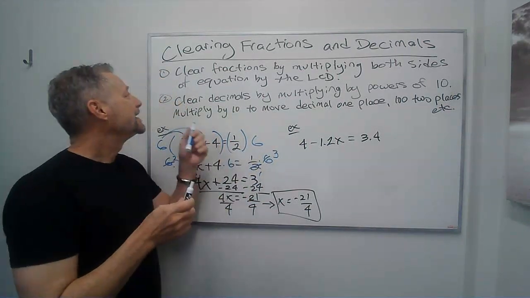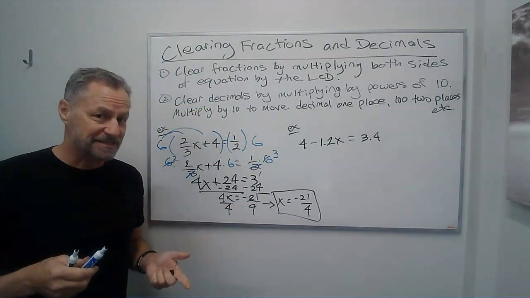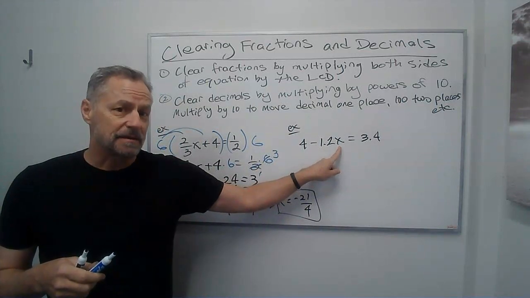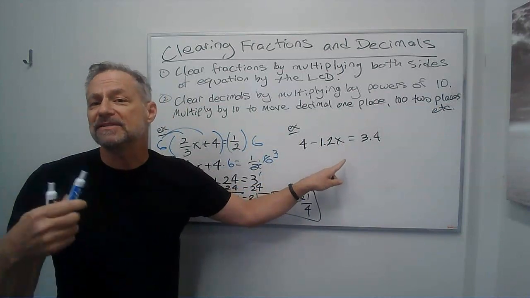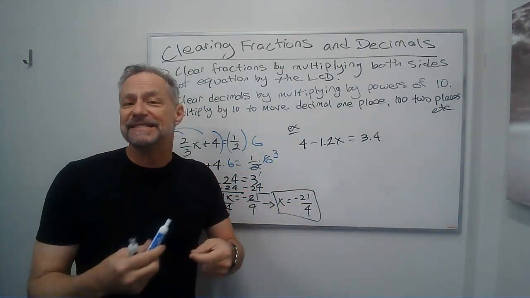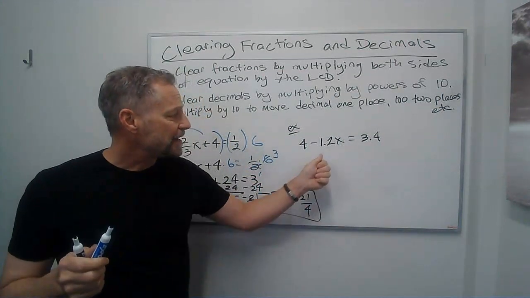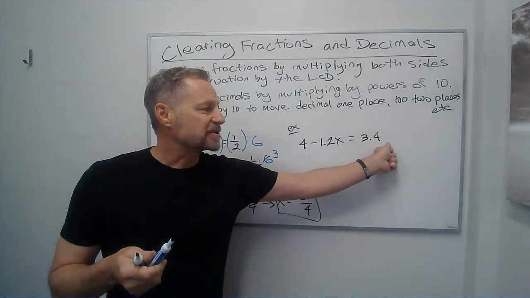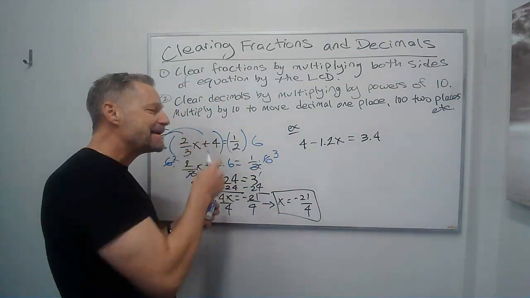Okay. The other idea is clearing decimals. You clear decimals by multiplying by powers of 10. If I want to move the decimal one place, I multiply by 10. If I wanted to move the decimal 2 places, I multiply by 100. 3 places, 1,000, etc. The number of places you want to move the decimals is the number of zeros in the 10, 100, 1,000, whichever number you're multiplying by. Well, this decimal only has to go one place to disappear. This one only has to go one place. So I multiply everything by 10. Same idea as I did here.